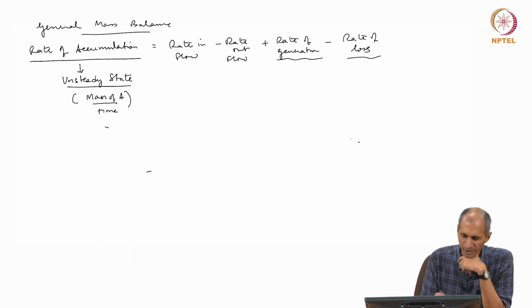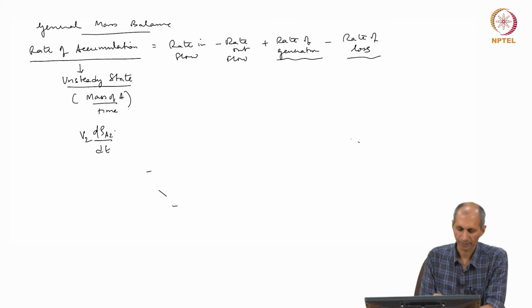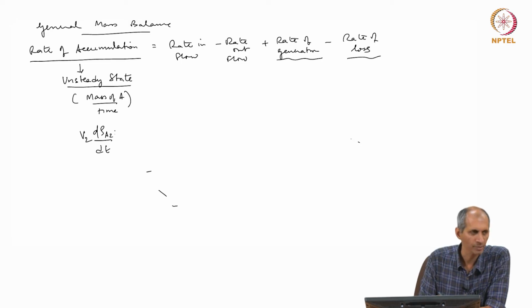So, the rate of accumulation in unsteady state means dρA2 by dt multiplied by V2. So, these are the units here. ρA2 is mass per volume, V2 is volume, so the unit is mass of A per L cubed, into L cubed, per time. So, it is mass by time.